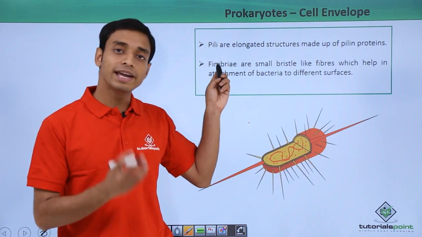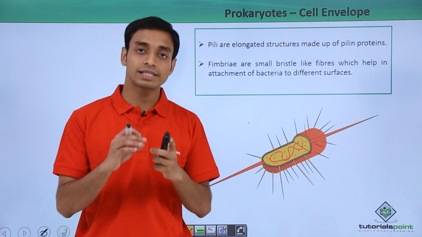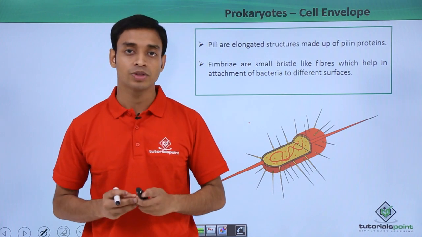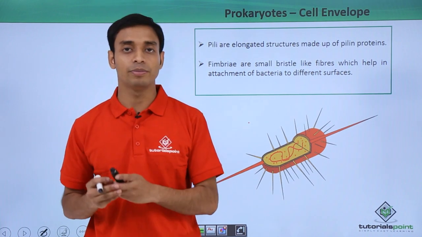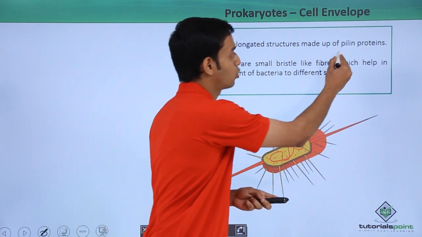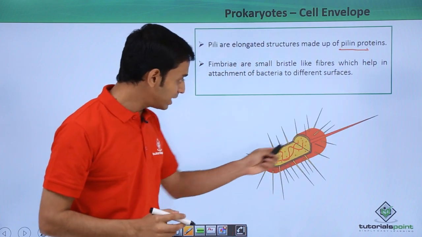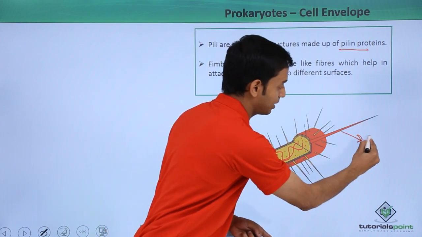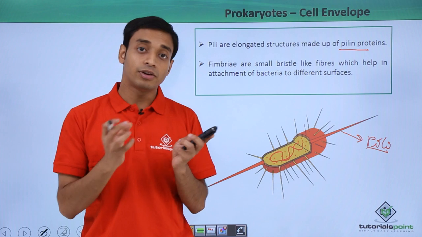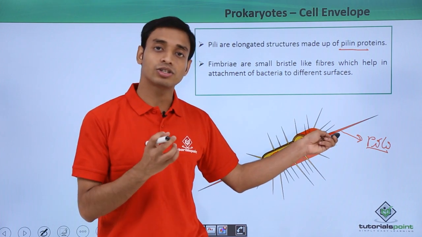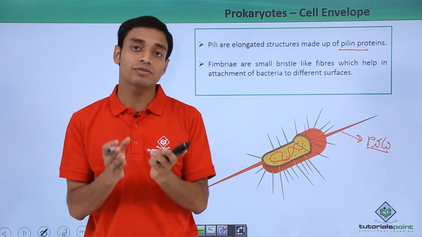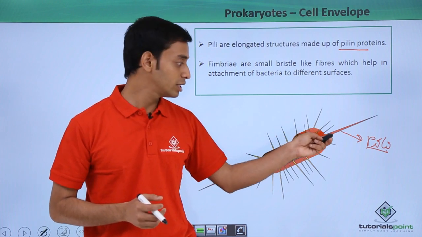Now there are some hair-like outgrowths in the cell envelope. That is, the cell envelope has been modified into some hair-like projections over the whole surface of the cell. These can be of 2 types, pili and fimbriae. So first let's talk about pili. These are elongated structures made up of proteins known as the pilin proteins. These red colored structures you are seeing are the pili. They actually help in the fertilization. That means they act as structures which help in the conjugation process of different types of bacteria. That is a type of sexual reproduction in case of bacteria. So these are the pili.